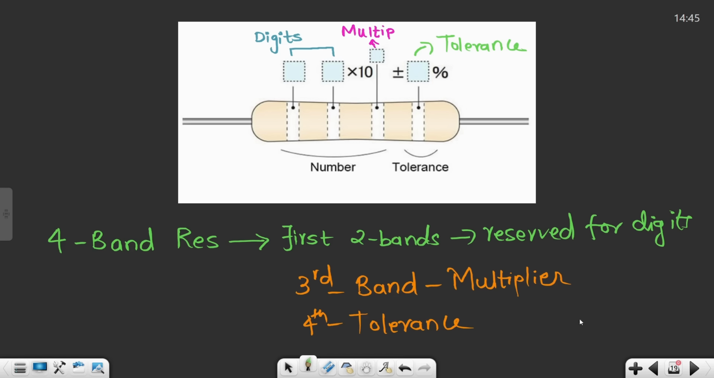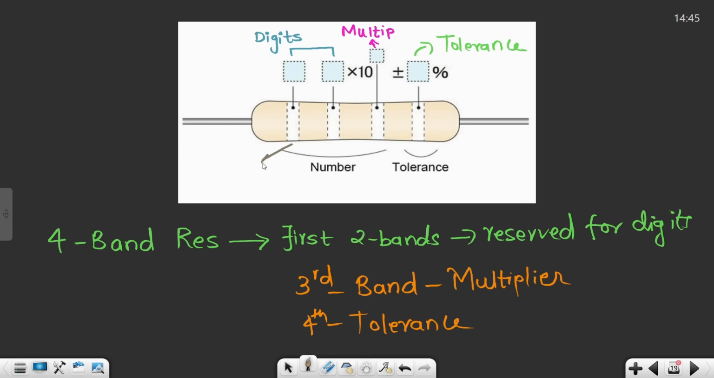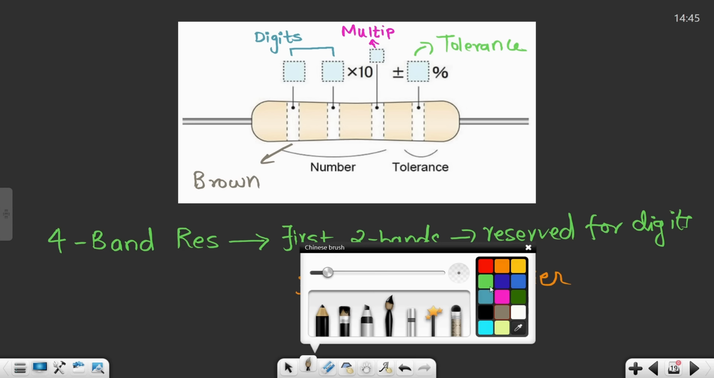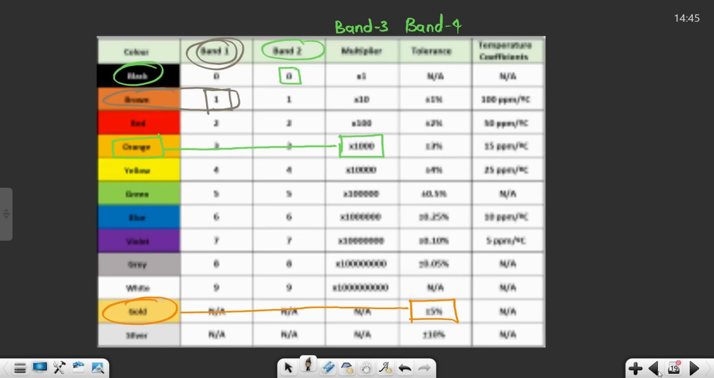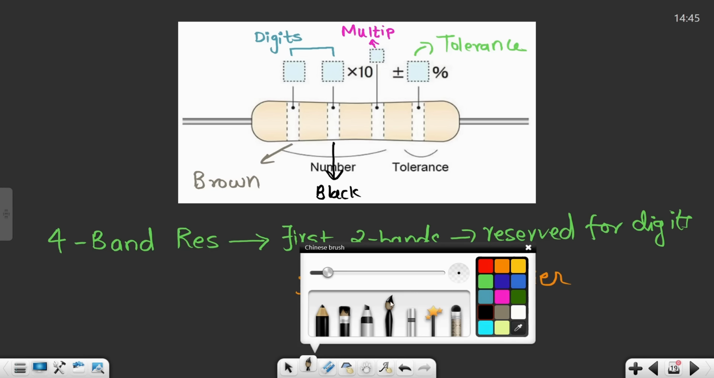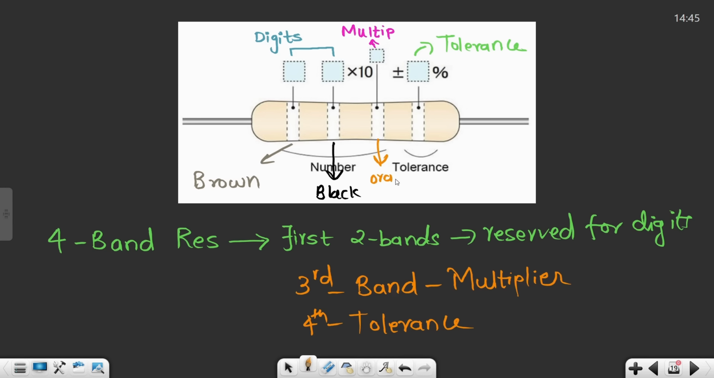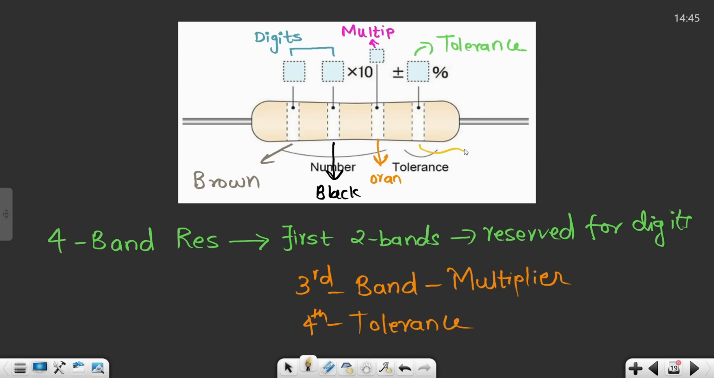Okay, so in the earlier case, if you see, we had what? We had brown. Let me just write over here. We had brown, right? I hope you remember that. We had black as the second band. Then, if I'm not mistaken, over here we had orange. Let me just select some random color. So this was my orange. And the last one was gold, right?